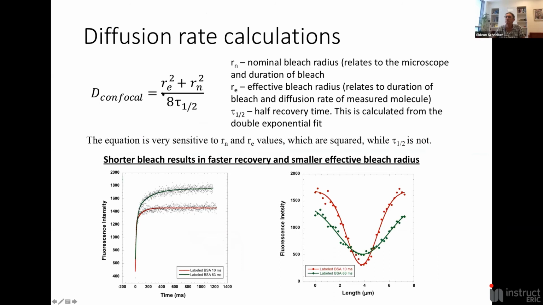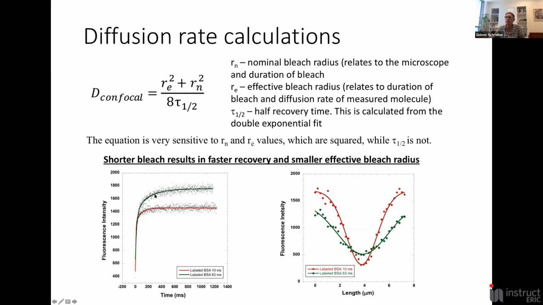And then the question is, how do we measure RE? So again, because we measure it already 1 millisecond after the finish of the bleach, we get relatively good bleach radiuses. And you see the huge difference between the bleach radius if we do it for 10 millisecond and 63 millisecond bleach time. You see here that the bleach radius is much smaller with 10 milliseconds, so we get a smaller bleach radius in the aggregated sample, but here the difference is even bigger. And as I said, this is an important parameter.